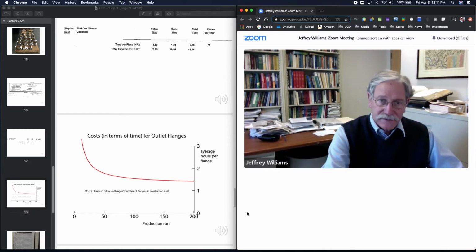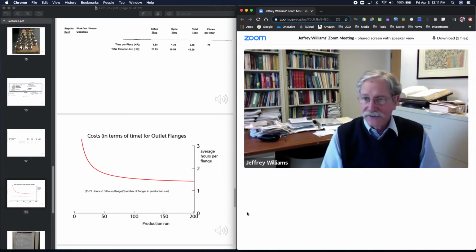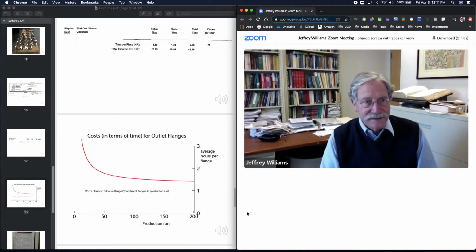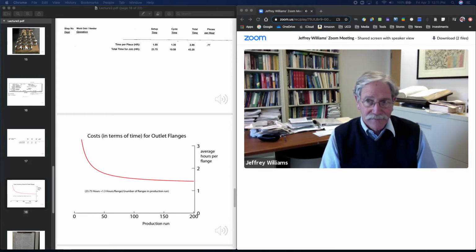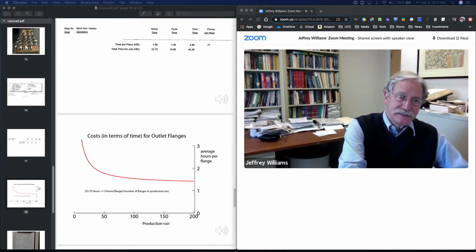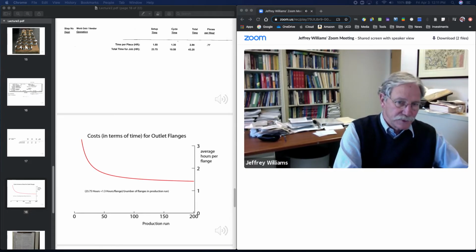I'm just plotting the setup times and the runtime here. What I've got here is the average hours, comparable pretty close to the average cost, and the average hours, average cost is declining. That's that downward sloping average cost curve that we've talked about before. It's right there. It's implicit in the setup times in that equation, 23.75 hours plus 1.3 hours per flange. It's there, it's in the quotations, it's everywhere about this machine shop.